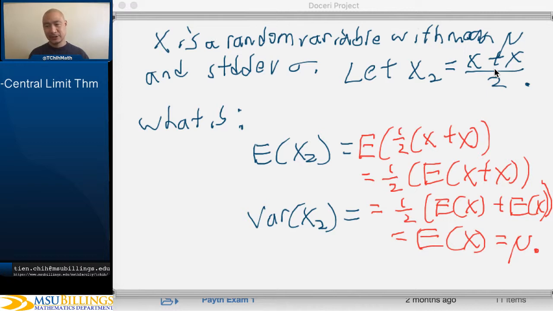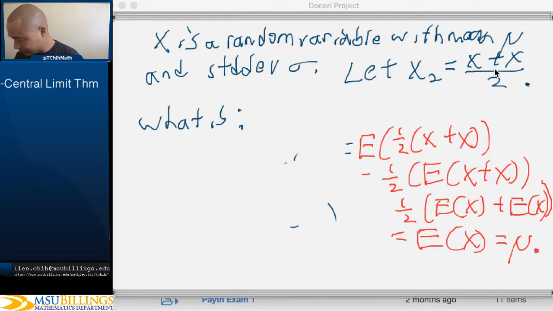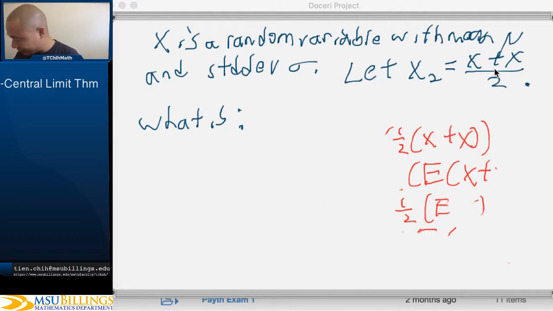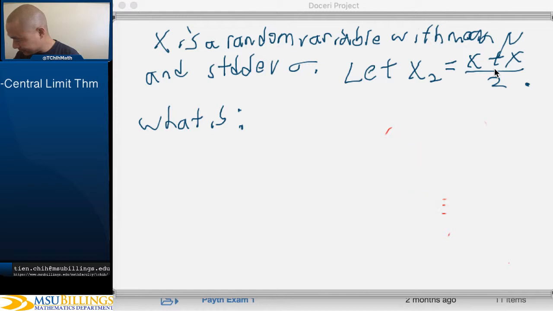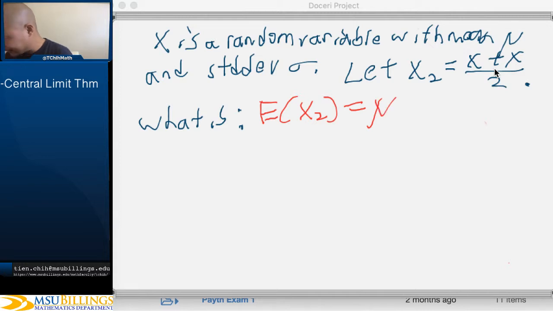I don't want to put up a new slide, so I'm going to erase all of this, and we're going to now compute the variance. We're going to note that E of x2 is mu, and then let's talk variance.